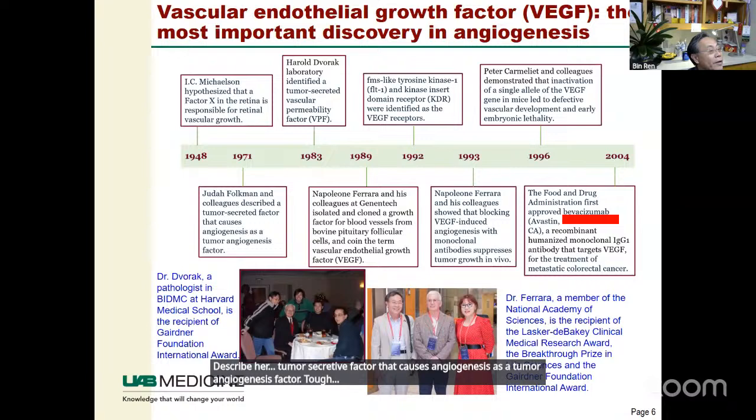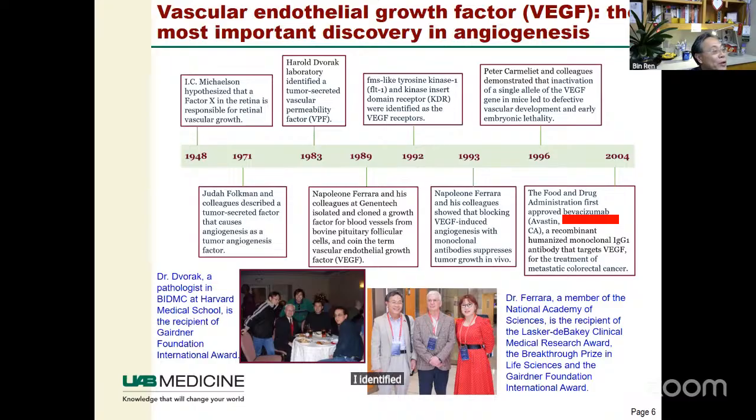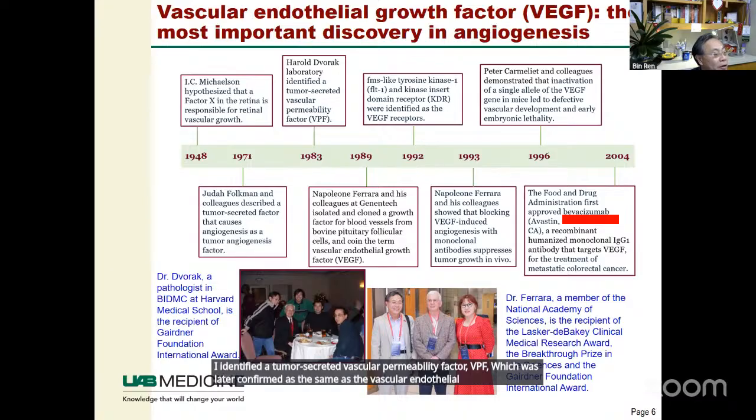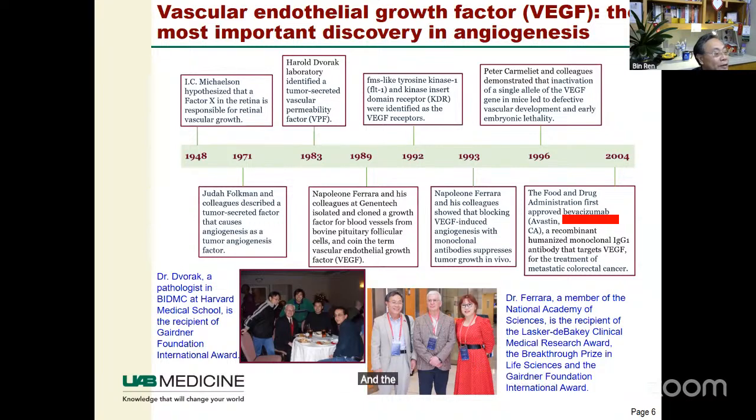12 years later, the lab of Dr. Dvorak identified a tumor-secreted vascular permeability factor, VPF, which was later confirmed to be the same as the vascular endothelial cell growth factor discovered by Napoleone Ferrara and his colleagues at Genentech. They cloned and isolated the growth factor and found that it is able to promote the growth of new blood vessels. Later they showed that if you inhibit VEGF-induced angiogenesis with monoclonal antibodies, you can inhibit tumor growth in animal models in vivo.